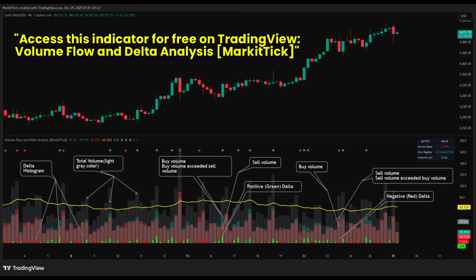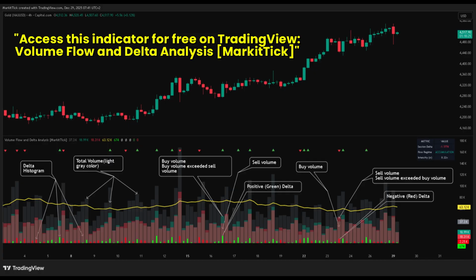The heads-up display, HUD. A dashboard table pinned to the chart provides real-time metrics. Session delta, the cumulative buy-sell pressure for the current trading day. Flow regime, clearly states if the market is in accumulation or distribution. Intensity, shows how statistically significant the current volume is, e.g., 2.5x means the volume is 2.5 times the standard deviation, indicating an anomaly.